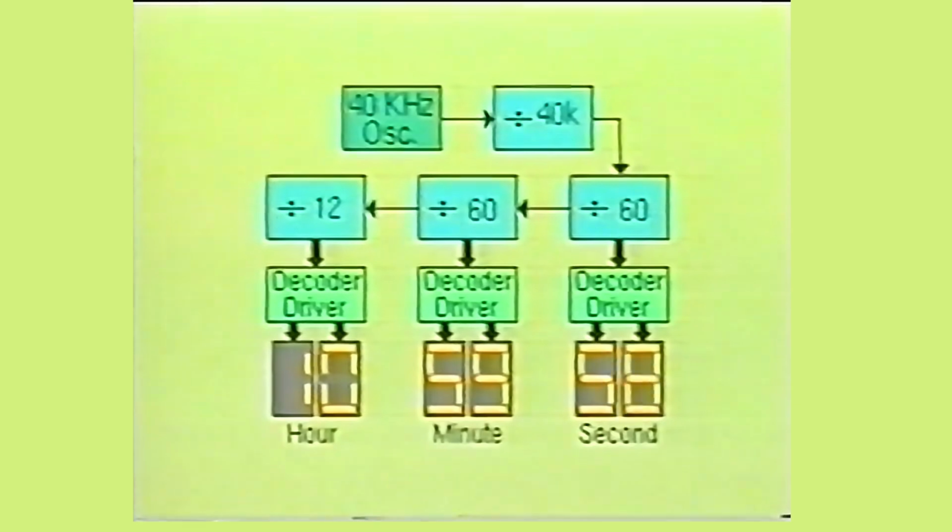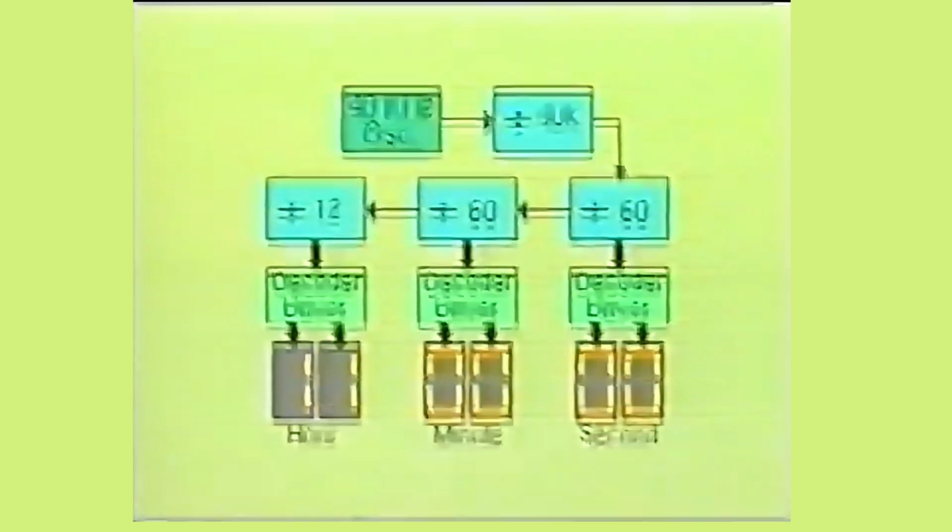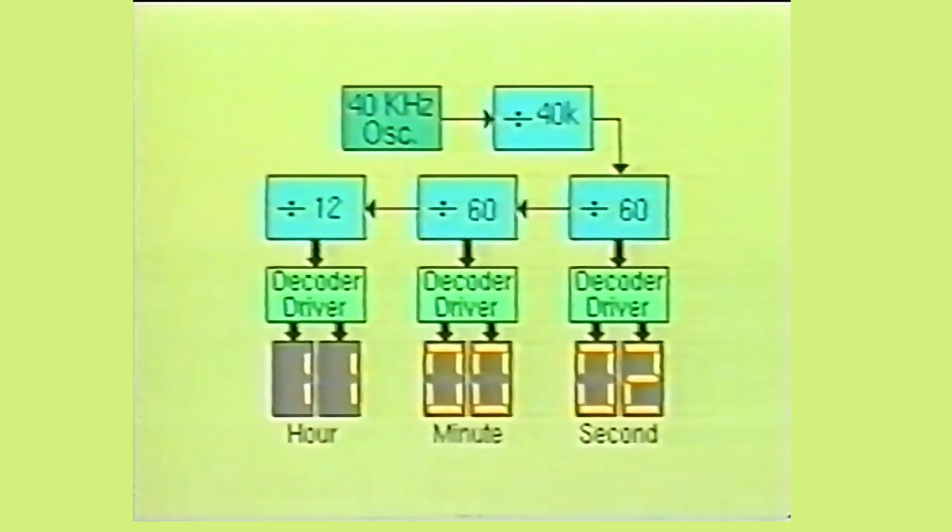The second output from the divide by 60 counter is fed into a divide by 12 counter, which is used to show the hours. An actual clock circuit of this nature would be a little more complex than the one being illustrated, but the operating principle will remain the same.